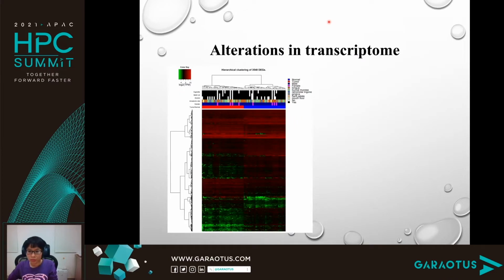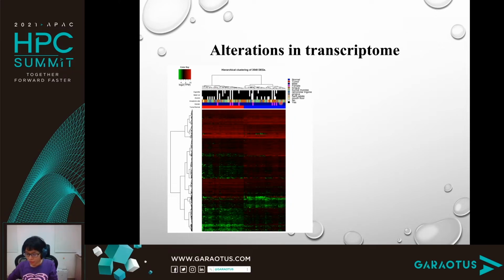As for transcriptome data, we also try to identify the differentially expressed genes. Usually we compare normal samples to our tumor samples. The normal samples are shown as the blue bar here, and the tumor part is here. Each column here is one sample, and each row here is one differentially expressed gene. From comparing our data, we identified 3,548 differentially expressed genes. Using those genes to cluster our samples, we can clearly cluster our tumor samples away from our normal samples.